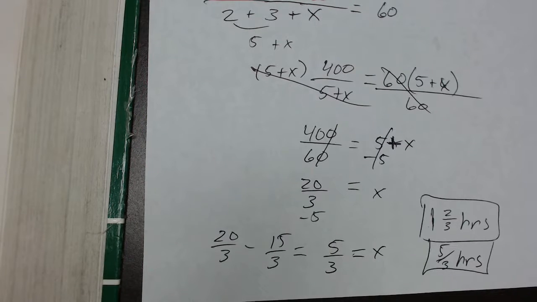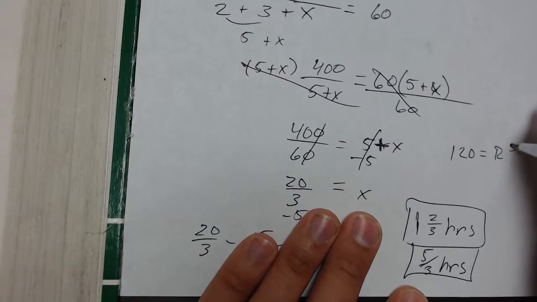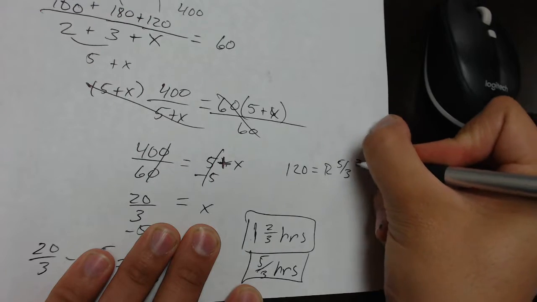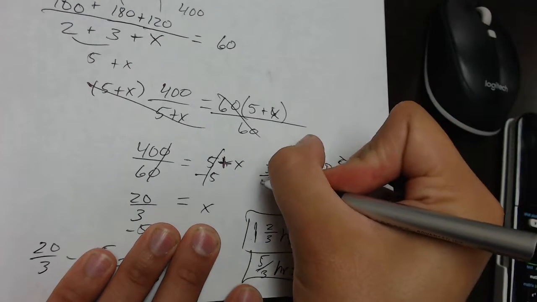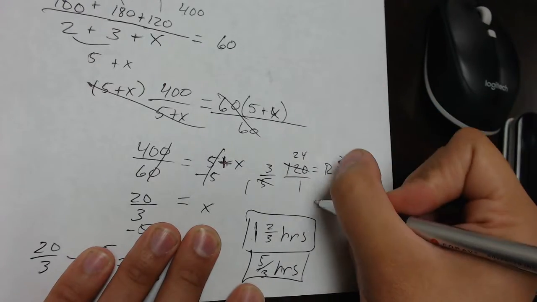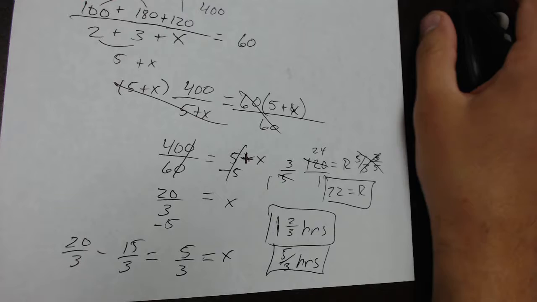Now, oh wait, I'm sorry, that's not the last thing. They want to know how fast they need to drive for that 120 miles. So for 120 miles, traveling at a time of 5/3 hours, the distance of 120 miles is going to equal the rate times the time of 5/3 hours. To find the rate, all I have to do is multiply by the reciprocal, 3 over 5. 5 will go into 120 24 times. 3 times 24 is 72. So the rate is 72 miles an hour. Sorry, I found the time, they wanted the rate.